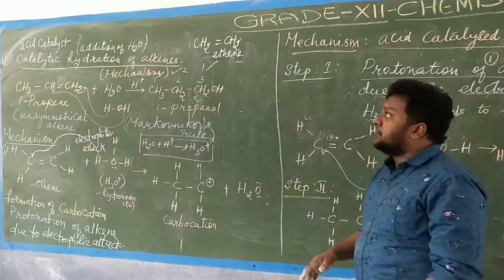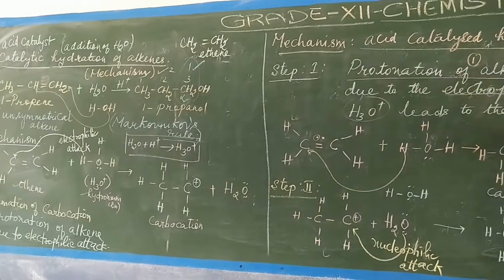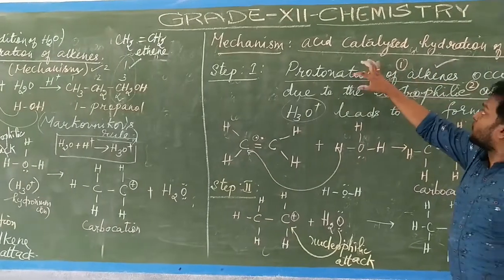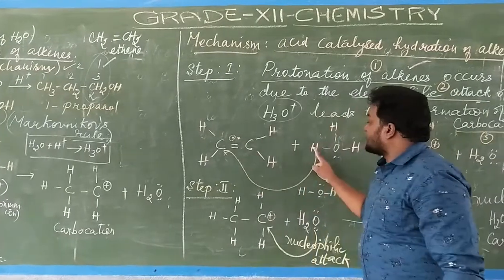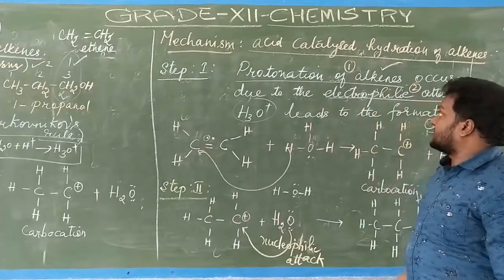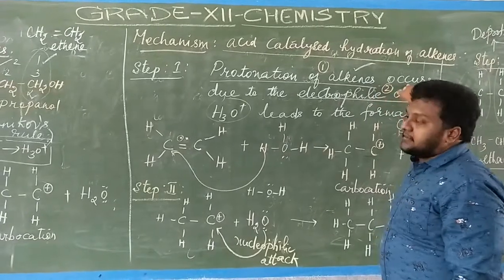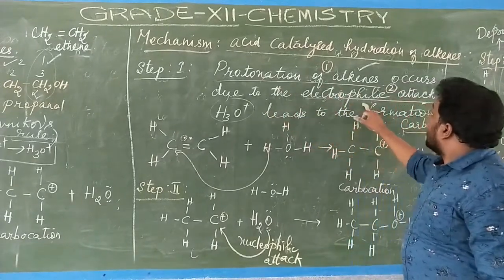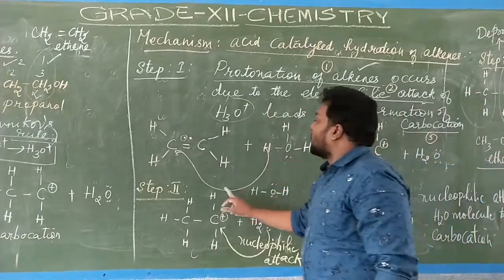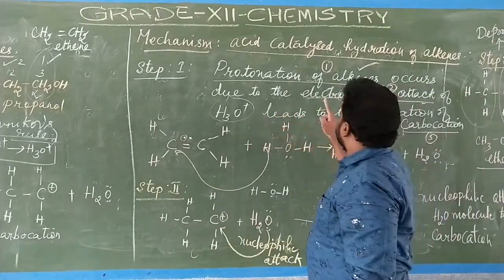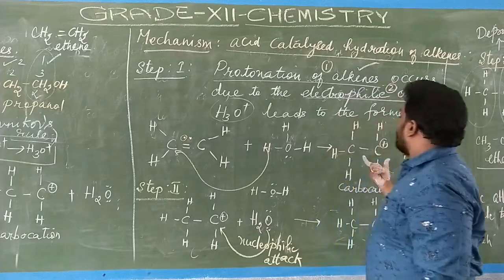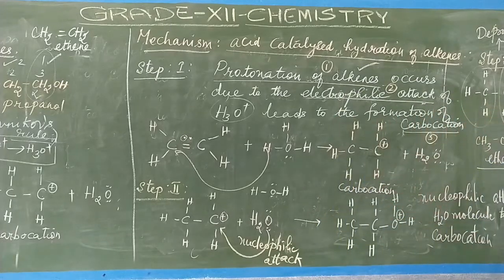So what is the first step? Protonation. The first step is very very important. So protonation of alkene occurs. So this is alkene, and protonation means addition of hydrogen has taken place. This attack is called the electrophilic attack of the hydrogen ions, leading to the formation of carbocation.